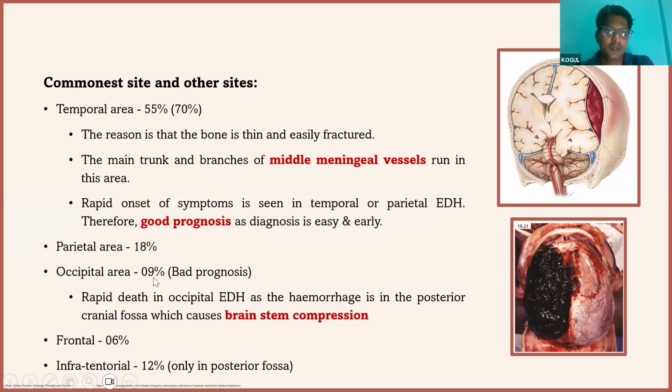Then parietal around 80% is possible. Occipital is very rare because it's a thick bone and very rarely gets fractured. So occipital bone, very rare. And usually if hemorrhage occurs, it will cause space occupying lesions. That space occupying lesion causes brainstem hemorrhages. We will see how it causes that later. The frontal and infratentorial places are also possible.